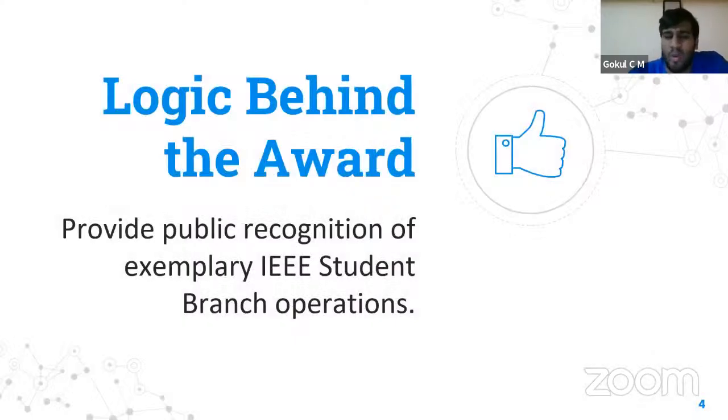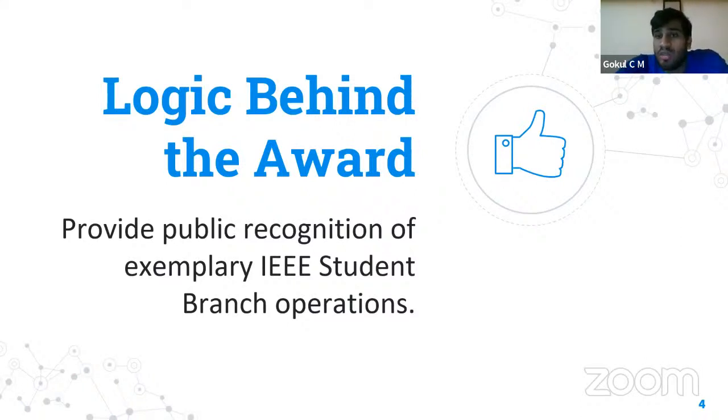So the main logic behind the award is to provide public recognition of exemplary IEEE Student Branch operations. So this is where you should give your focus: IEEE Student Branch operations. It's not mentioning that it's for exemplary activities or exemplary events or for a specific thing. It's generally operations, everything the student branch does, starting from hosting an ExeCom meeting to collecting feedback from participants. Everything a student branch does over a period of time is what is evaluated in this award.